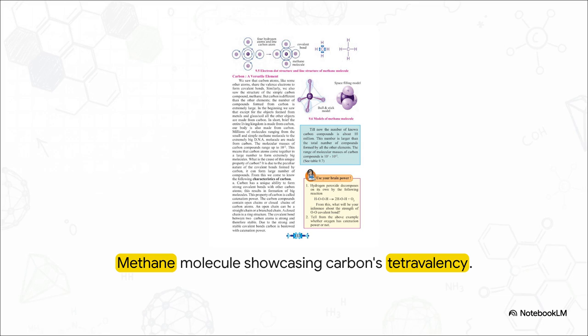And this brilliantly illustrates tetravalency in action. Here we have models of a simple methane molecule, CH4. You can see the single carbon atom in the center, using its 4 valence electrons to form 4 single covalent bonds with 4 surrounding hydrogen atoms. It is the perfect simple foundation of carbon's building blocks, showing exactly how it satisfies its need for 8 electrons.